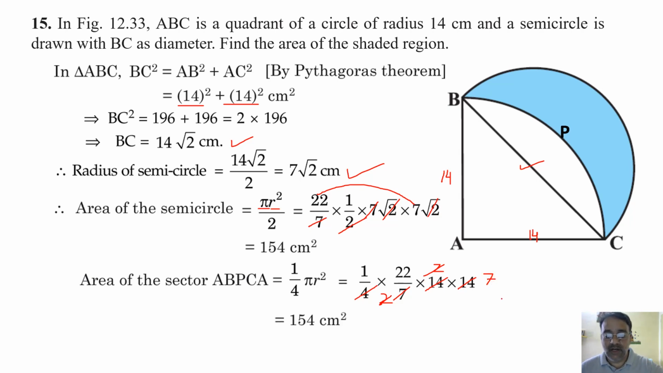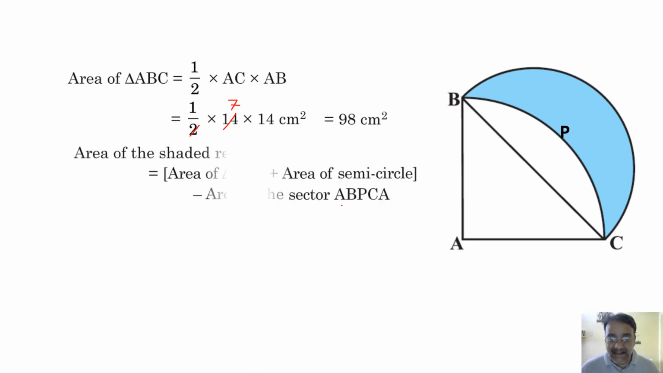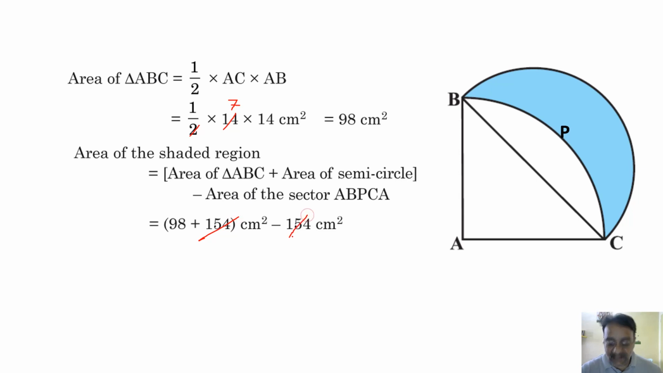Now only one is left, area of triangle ABC, that is half into base into height, half into 14 into 14. So we'll get 98 centimeters square. Now area of shaded region, I already told you, is area of triangle plus area of semicircle minus area of quadrant, that is sector. So 98 plus 154 minus 154. So these two will be cancelled and finally we will get 98 centimeter square. Any doubt here? No, sir.